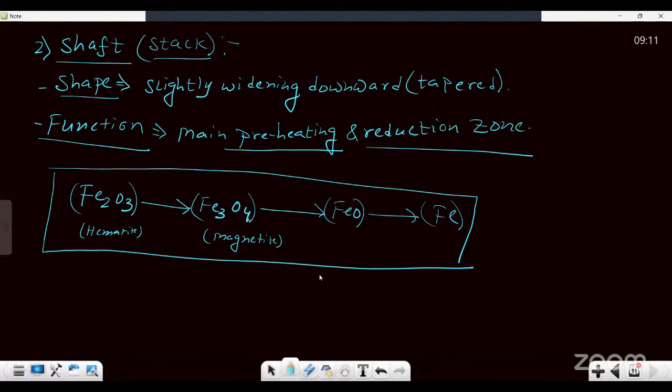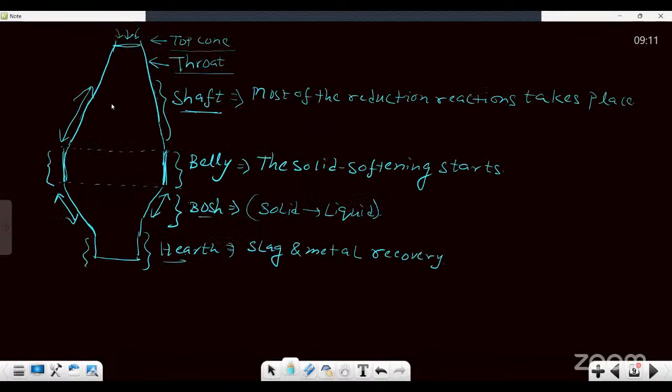The burden materials get heated by upward moving hot gases. Whatever burden we have charged, in the form of iron ores, limestone, and coke, all these materials get heated by the upward moving gases. So the gas is the main source of heat inside the blast furnace.